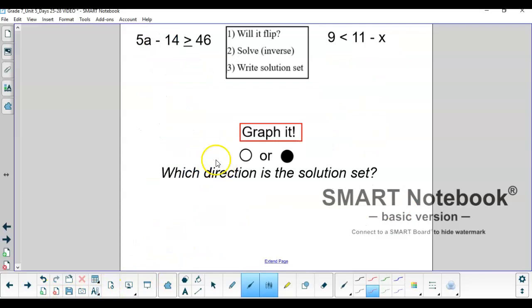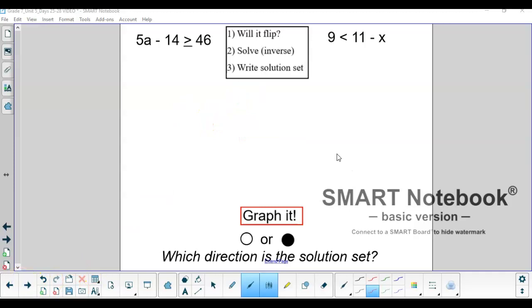So at this point, I would give these 2 problems a try. Pause the video, see how you're doing with them. They're very similar to the 2 that I just went over. When you're ready, unpause the video and we'll see how you did. Okay, so let's check these ones out.